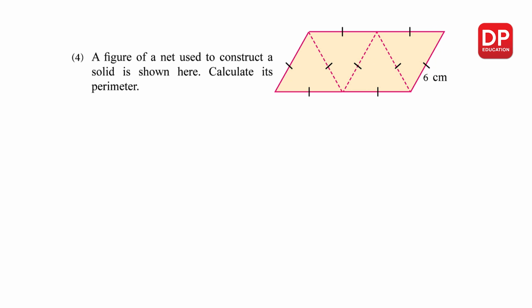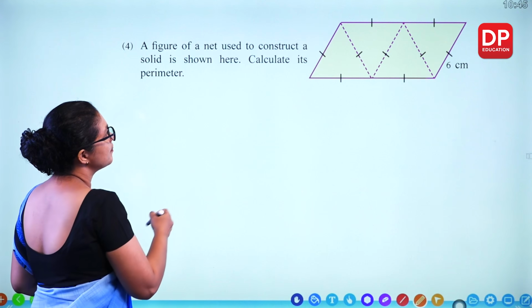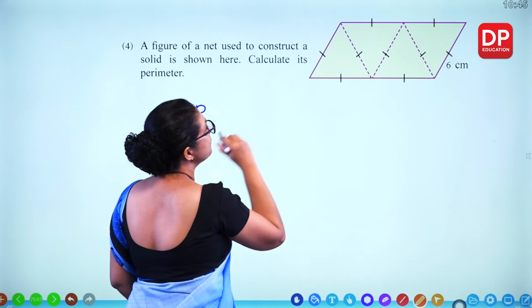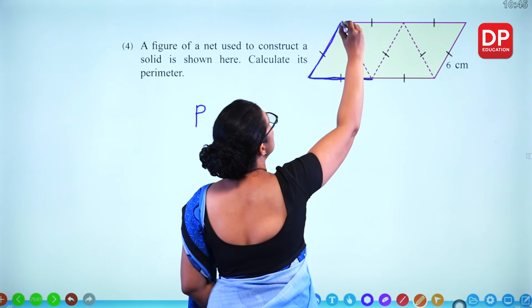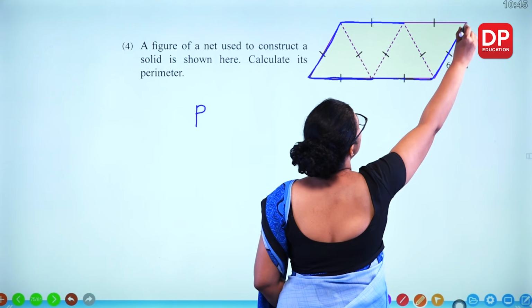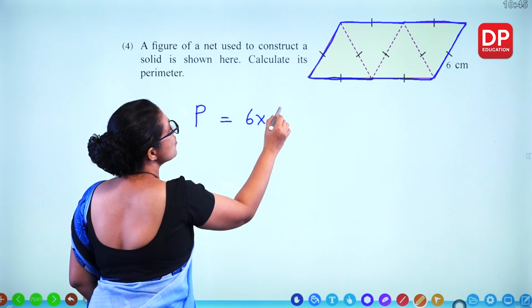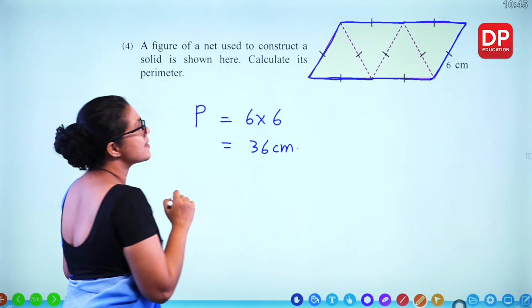This question, a figure of a net used to construct a solid is shown here. Calculate its perimeter. So all sides are equal, 6. So perimeter means outer length. How many 6s are there? 1, 2, 3, 4, 5, 6. 6 into 6, that's 36 centimeters.